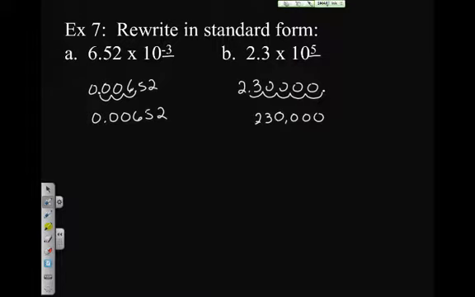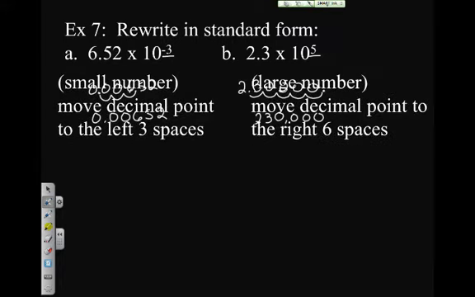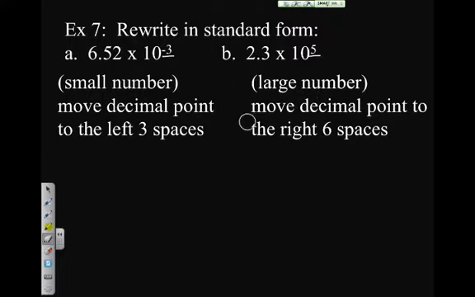So with scientific notation, if you just keep in mind that big numbers have positive exponents on the 10 and small numbers have negative exponents on the 10, it's pretty easy to work with. And again, this comes up just to reinforce that idea. Small numbers: move the decimal point to the left 3 spaces to make it a small number. Large numbers: move the decimal point to the right 6 spaces to make that a large number.